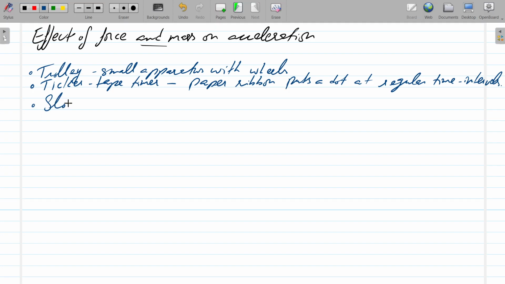You need a slope, and you need to set up a slope, and you also need some elastic bands, and some additional mass. And so this experiment is going to work in two different ways. The first is where we are experimenting on the effect of force, and the relationship between force and acceleration.